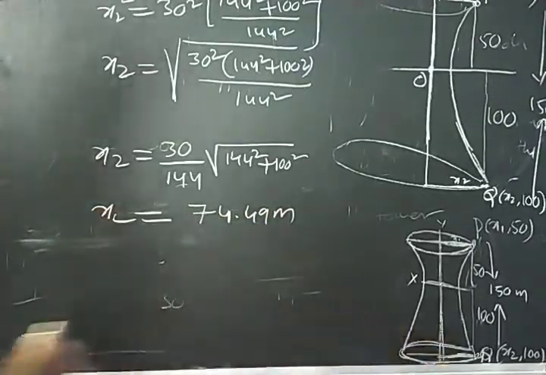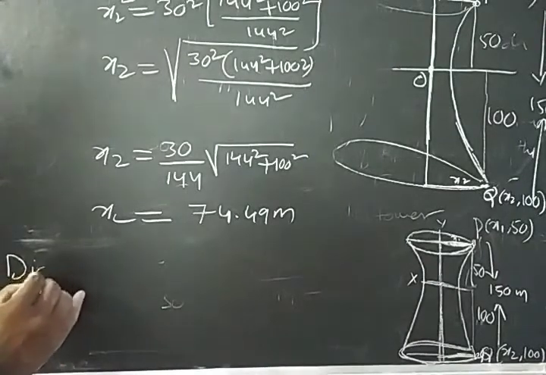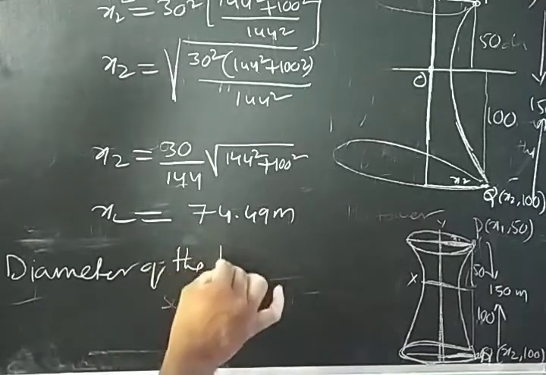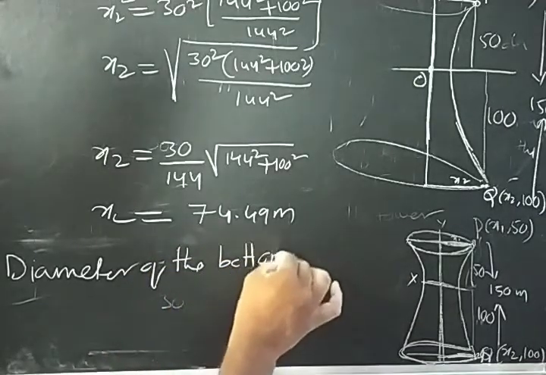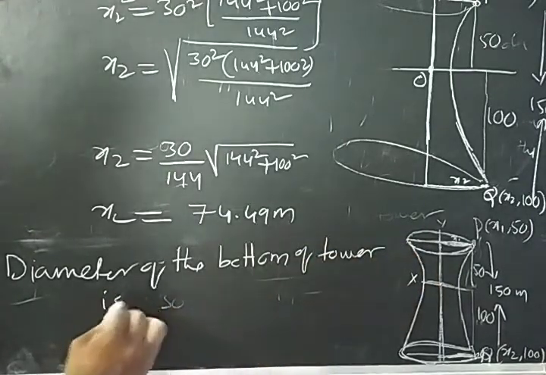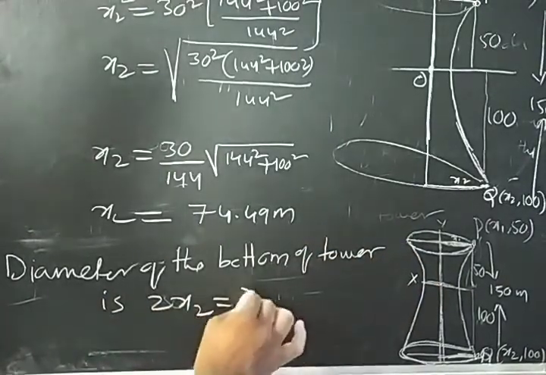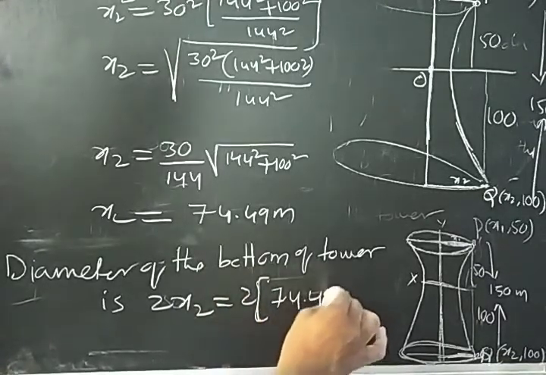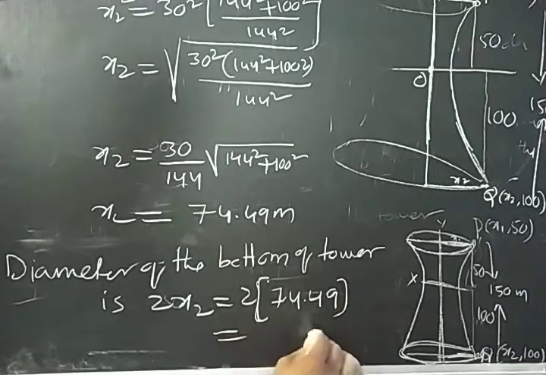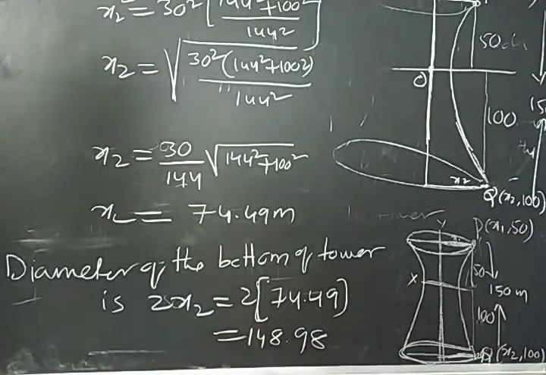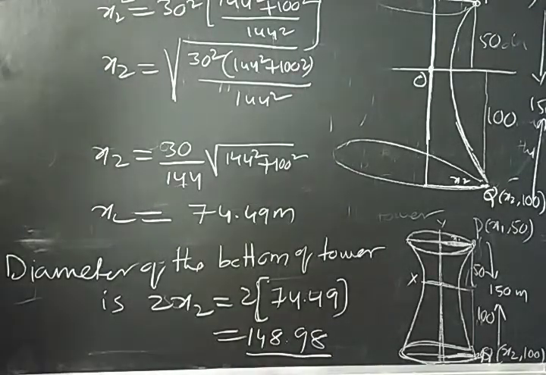But we need the diameter of the bottom. Therefore the diameter of the bottom of the tower is 2x2, 2 into 74.49. That is 148.98 meters, the diameter of the bottom. Thank you.